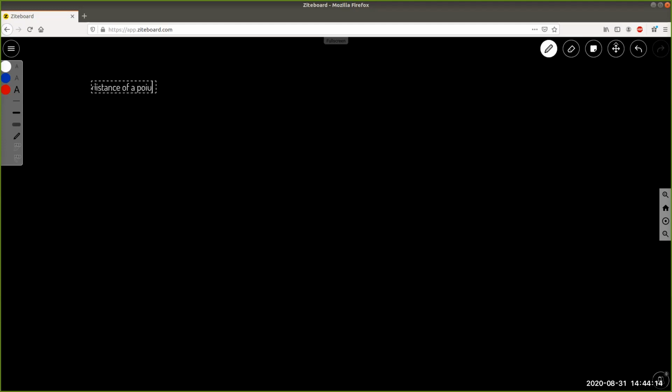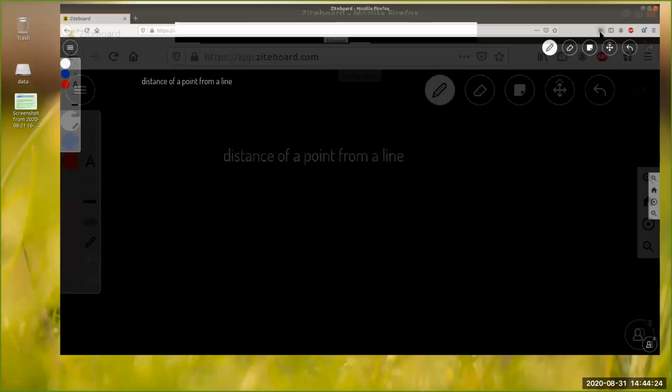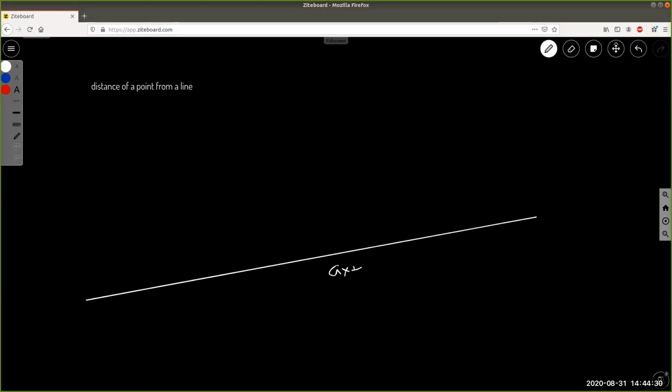Distance of a point from a line. Distance of a point from a line is like this: there is a line, let that line be ax plus by plus c is equal to 0, and there is a point alpha comma beta. Then this is the perpendicular distance.